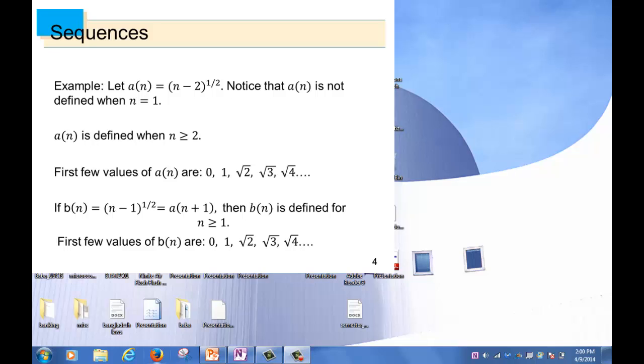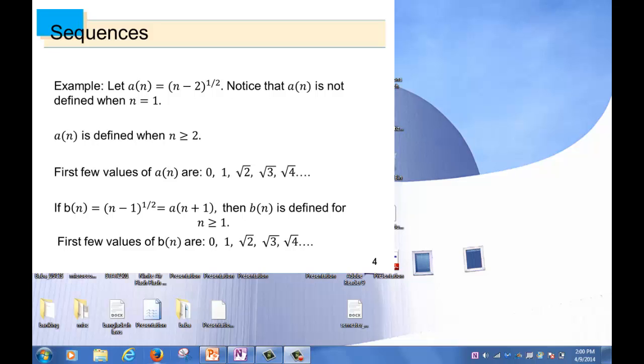1 is not included. Should I call this still a sequence? The answer is yes. I should still call it a sequence. In fact, it doesn't matter where you start your sequence, as long as the domain is in one-to-one correspondence with the sequence of positive integers. That's a sequence.